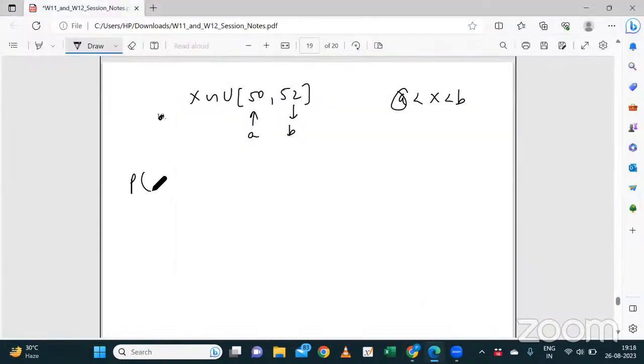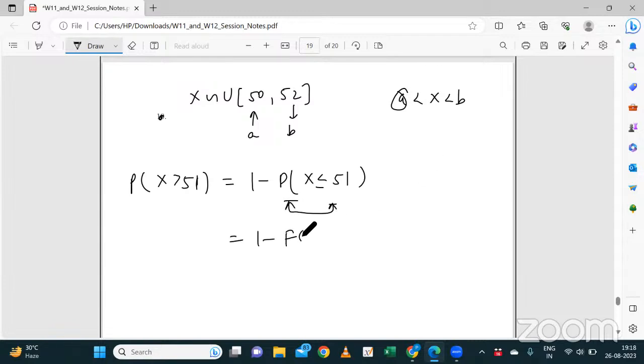So I'm saying, what is the probability that x is greater than 51? Suppose I don't want to strictly use the greater than. There are two things. Either I can use the integration or not. So can I write this as 1 minus the probability of x less than or equal to 50? And what is this? 1 minus F of 51.